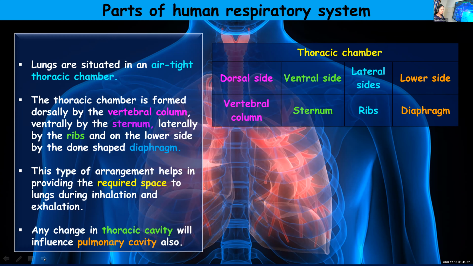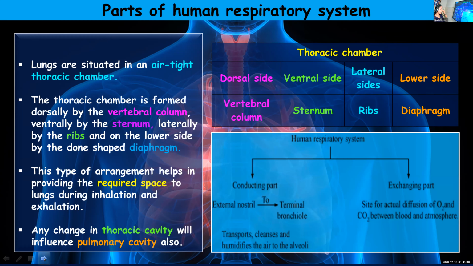Then the human respiratory system: we learned about different parts starting from the nostrils till the lungs, but you can broadly classify it into conducting part and exchanging part. The conducting part is from the external nostril to the terminal bronchioles. Alveoli are not included here. From the external nostrils till the terminal bronchioles, these parts come under the conducting part. And what is their role?